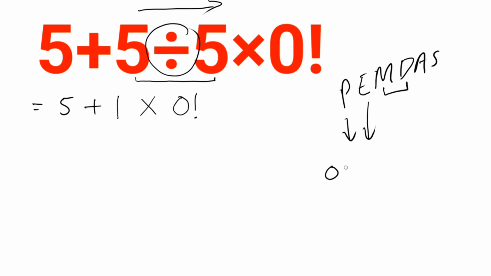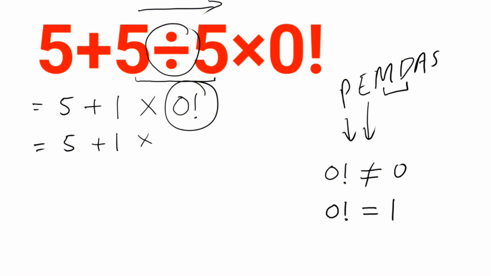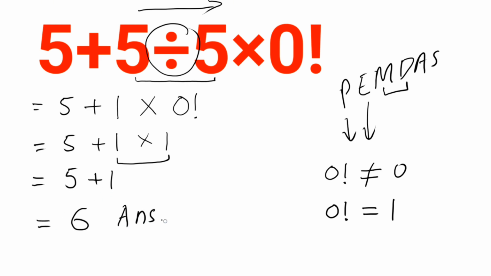Now remember that 0 factorial is not equal to 0. Remember that 0 factorial is equal to 1. So it will become 5 plus 1 times 0 factorial is equal to 1. So now according to PEMDAS principle, we have to do multiplication. So 5 plus 1 times 1 is equal to 1. So 5 plus 1 is equal to 6, which is our answer.